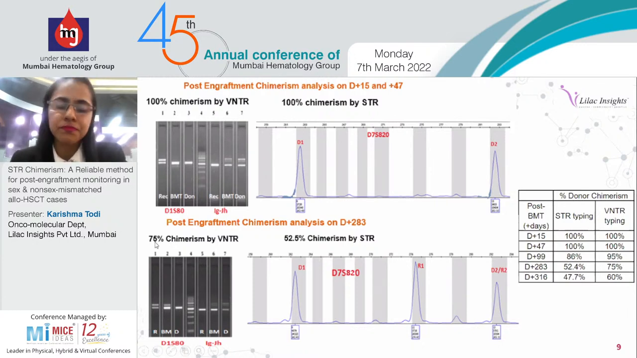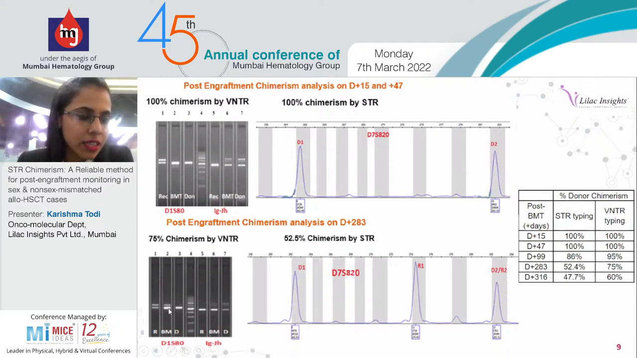the VNTR. Now, to justify why that happened: the VNTR is based upon gel density. As you can see over here, this is my pre-BMT specimen of the recipient. This is my donor specimen. And this is my post-BMT specimen. Definitely, the recipient cells are expressed in the post-BMT samples. The only difference lies in these two bands.